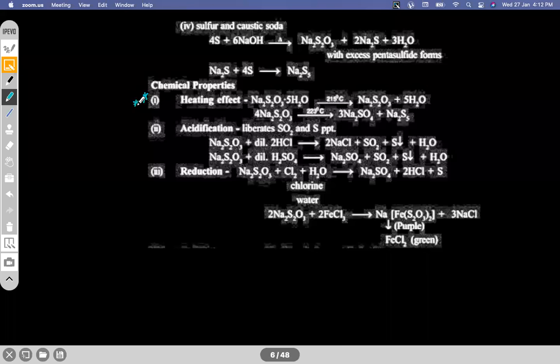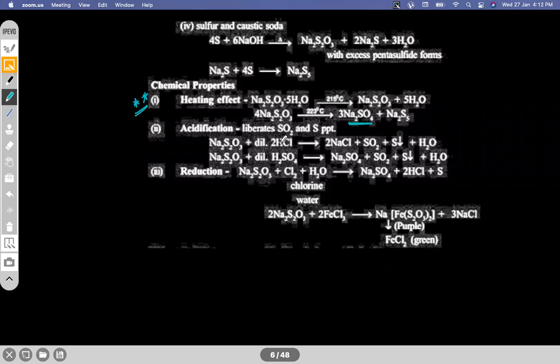Like I've already told you, temperature dependent reactions in inorganic are very important. The pentahydrate form when heated at 215 degrees Celsius, roughly this temperature you must remember, forms thiosulfate and water; dehydration takes place, water molecules go out. Further, if you heat it at higher temperature, then it forms sodium sulfate and Na2S5.